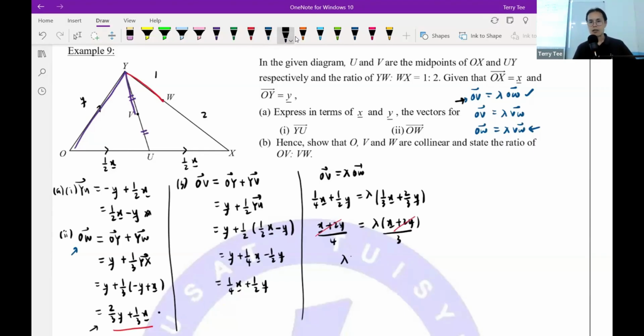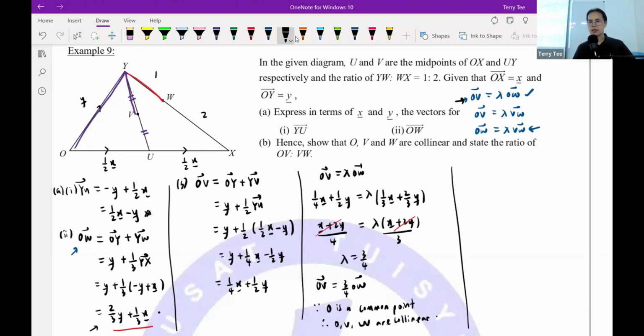Bring it up. Your lambda is 3 over 4. So if I can write OV equals 3 over 4 OW, we know that they're parallel, number one. But since O is a common point, remember, collinear, you must have a common point. If O is a common point, therefore O, V, W, they are collinear.